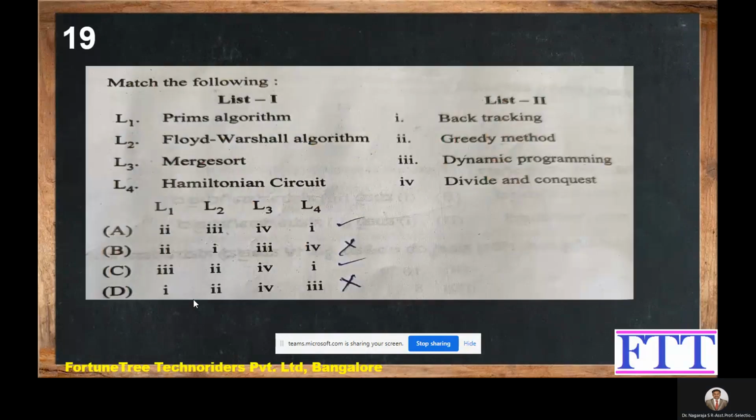List one they given as Prim's algorithm, Floyd-Warshall algorithm, merge sort, Hamiltonian circuit. List two they given backtracking, greedy method, dynamic programming, divide and conquer technique. So Prim's algorithm, a greedy method; Floyd-Warshall algorithm, dynamic programming; merge sort, divide and conquer; Hamiltonian circuit, backtracking. So totally 4 options they given. In that, option A is the right answer. Option A is the right answer. So we'll move to the next one.